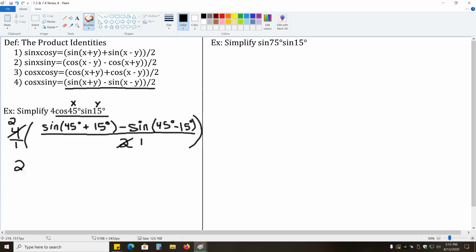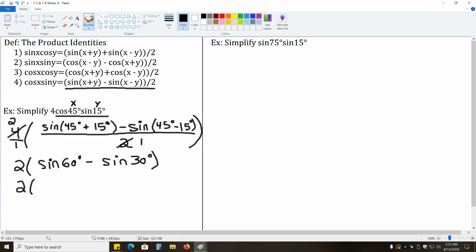So now we have 2 times the quantity of sine of 45 plus 15 is sine of 60 degrees minus sine of 45 minus 15 is 30 degrees. And again, remember our denominators are now gone since they're just ones.